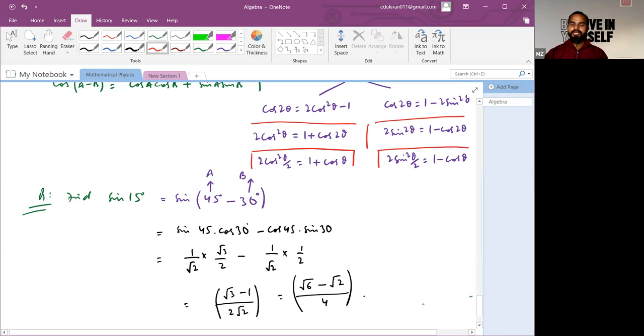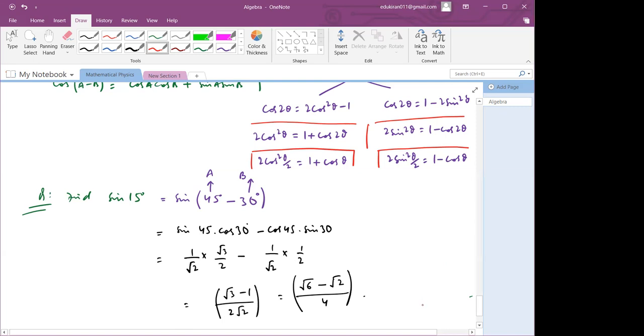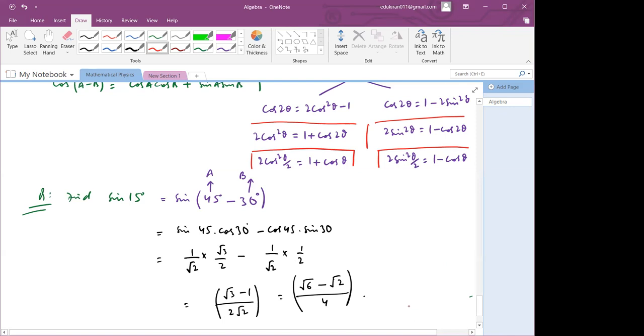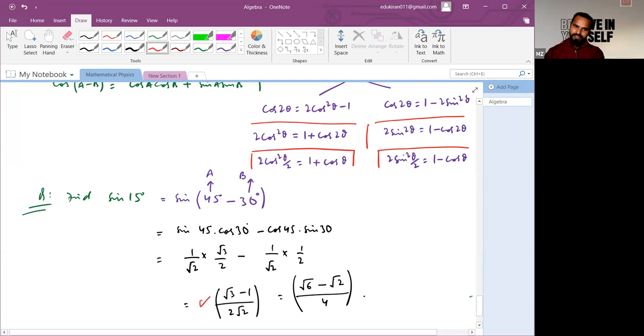Shakir, do you have any doubt? No, sir. Now it's clear for me, sir. Thank you. Good. So if we write root 3 minus 1 over 2 root 2, is it necessary that we have to rationalize it? No need to rationalize. You can leave it here as well. Okay, sir. Or here.